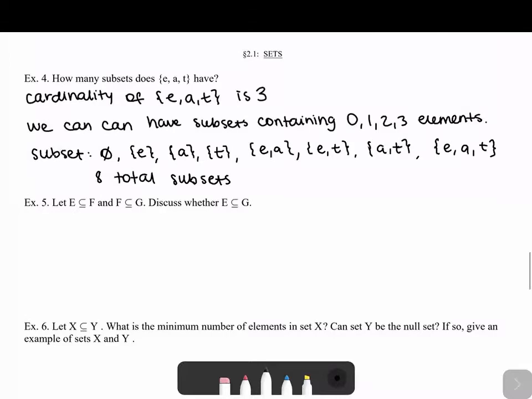Okay, so example 5, we have E being a subset of F and F being a subset of G. And we want to discuss whether E is a subset of G. So think about this. There's more than one way to do it, but I encourage you to pause the video and think about whether you think that this is true.